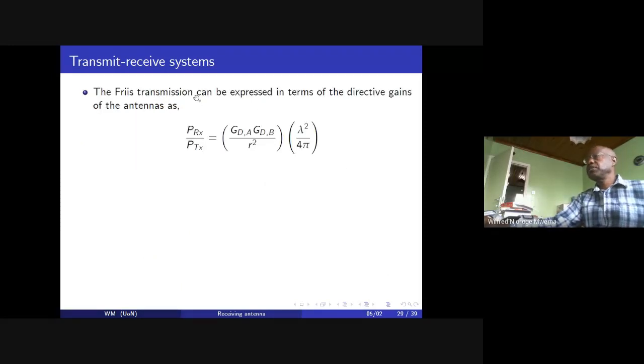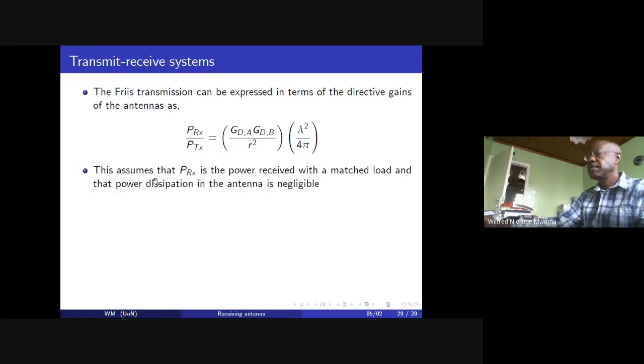So the Friis transmission formula can be expressed in terms of the directive gains of the antennas as well, as given by that, where we have just removed the values of the effective apertures and replaced them with their definition using the directive gains of the antennas. And we can see that because lambda is a very small value compared to r, if we put lambda over r all squared, you can see that this is going to be a very small value, okay? So the ratio is going to be small as well.